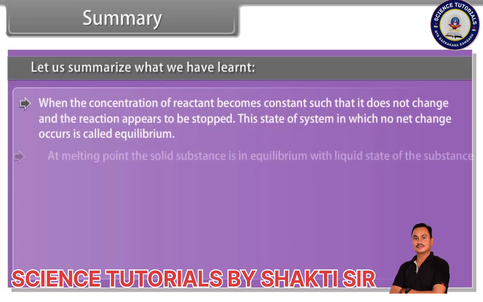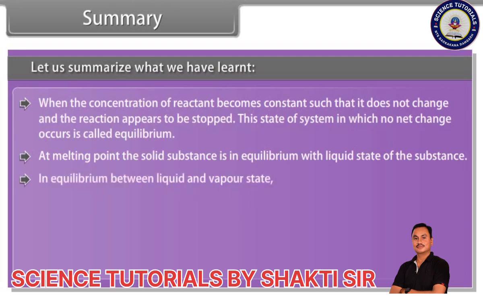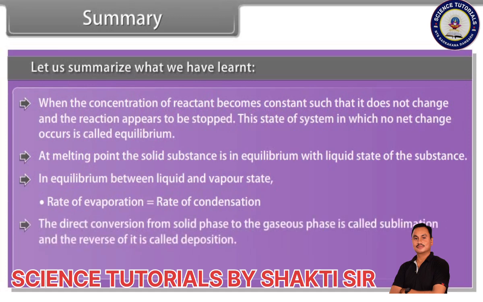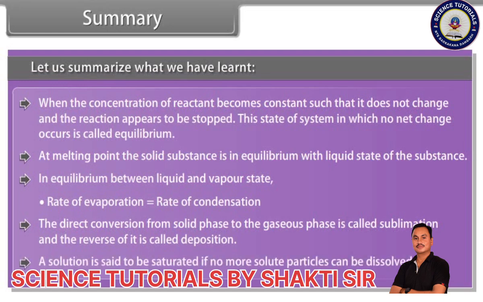At melting point, the solid substance is in equilibrium with liquid state of the substance, and there is equilibrium between liquid and vapor state. Rate of evaporation is equal to rate of condensation. The direct conversion from solid phase to the gaseous phase is called sublimation, and the reverse of it is called deposition. A solution is said to be saturated if no more solute particles can be dissolved.